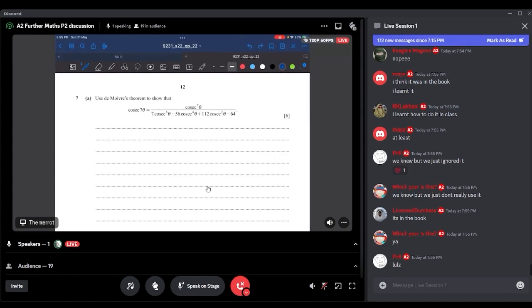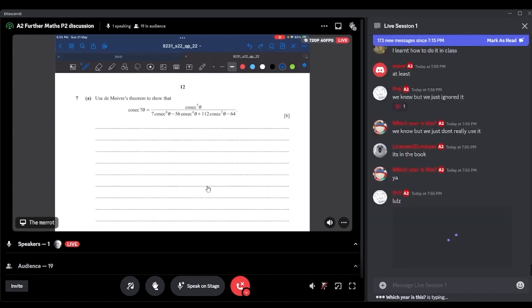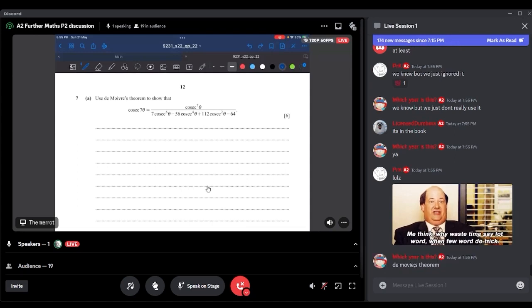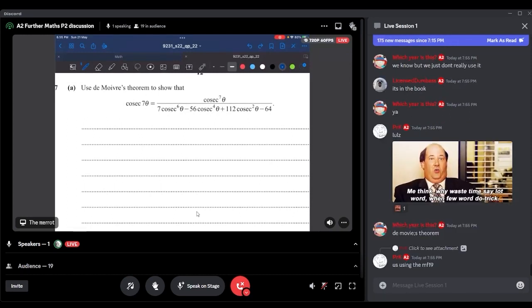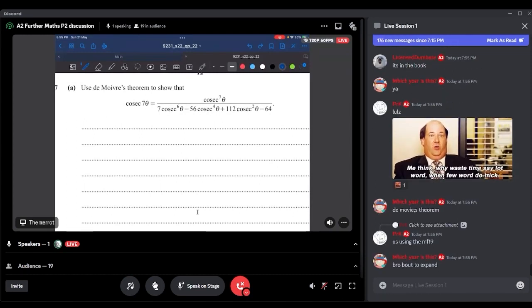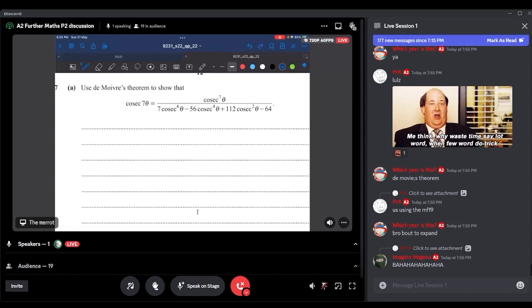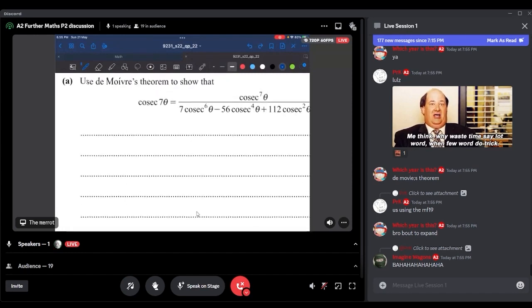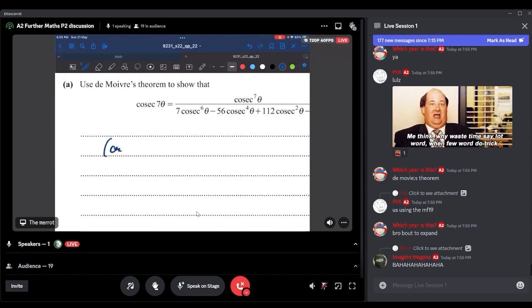Next question then. Number 7, we use de Moivre's theorem to show that this identity is true. I don't feel like doing this one, but it's okay, I'll probably just skip some steps. Of course, cosecant is just 1 over sine. So that means we have to use De Moivre's theorem on sine, take the imaginary part. So then that means we have cosine theta plus i sine theta, to the power 7.